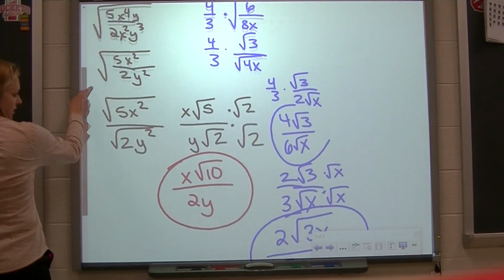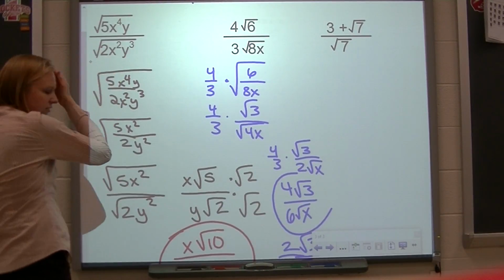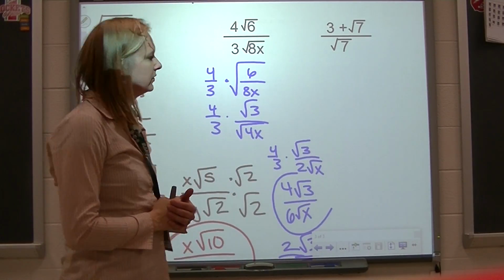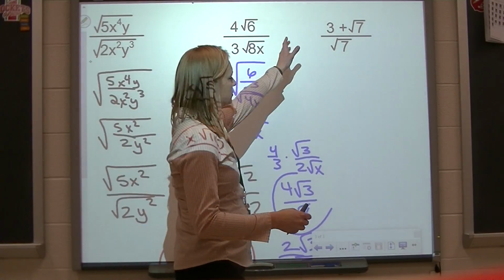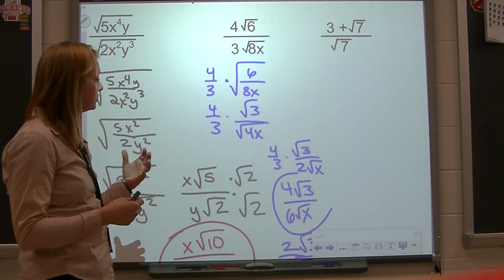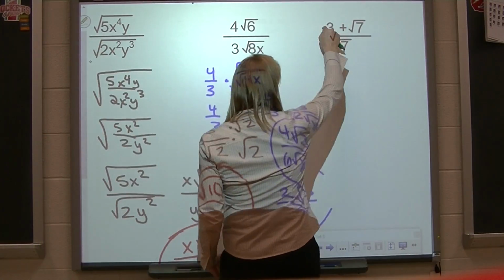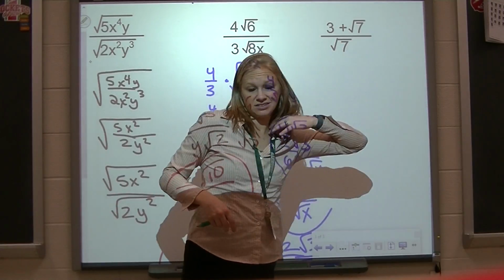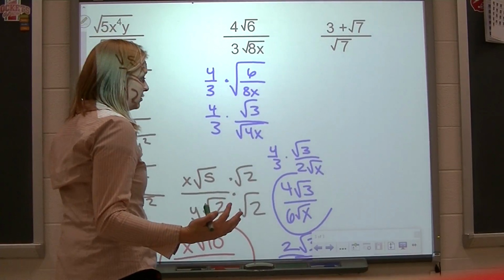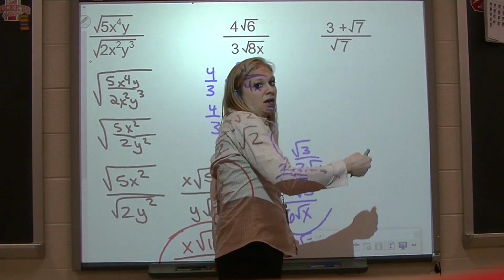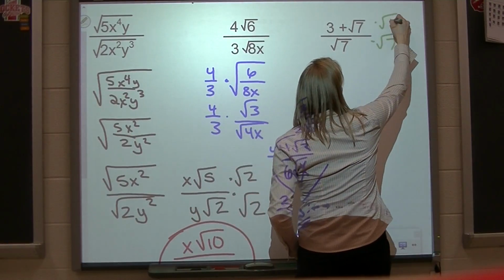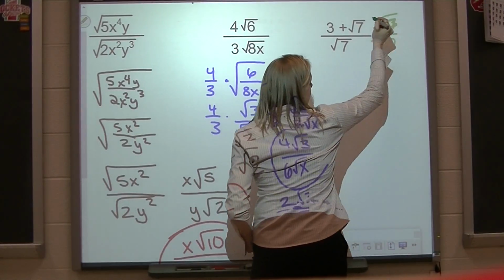So then let's go ahead and look at this last problem here. Because this is 3 plus the square root of 7 over the square root of 7, we can't break it up. And if you look, I can't add these together because that's not a radical and that is. I can't do anything with it. So the first thing we do to rationalize the denominator is just multiply everything by the denominator. So we're going to multiply everything by the square root of 7.